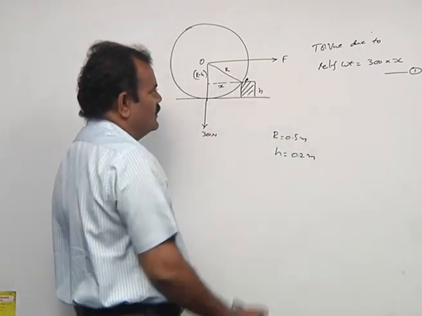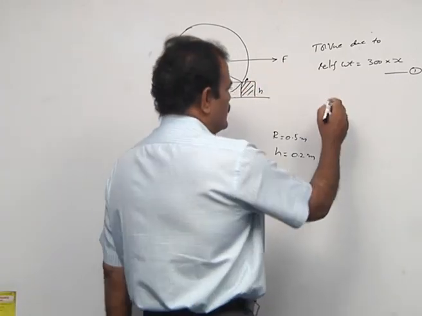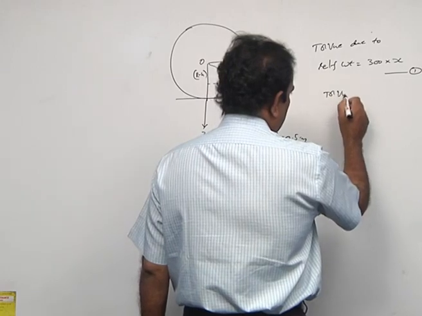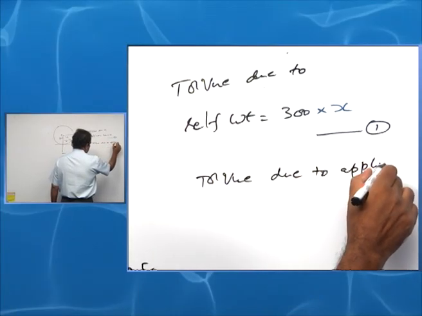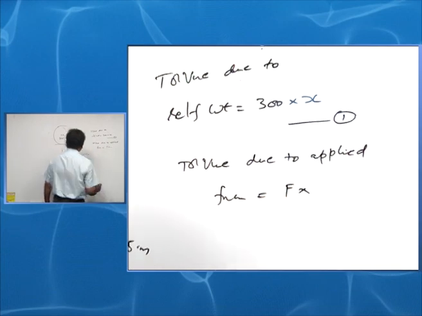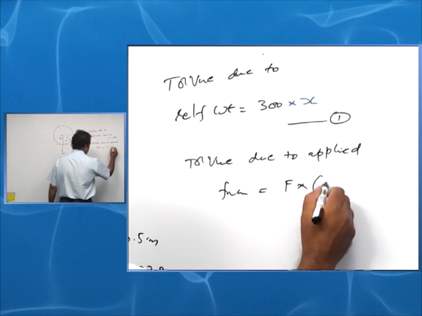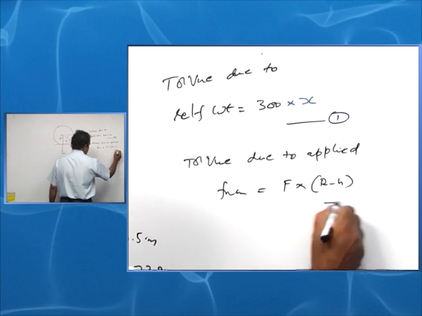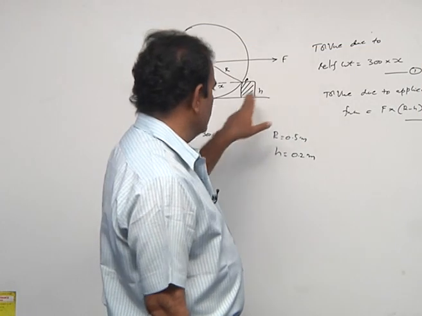And thereafter, torque due to the applied force. Applied force can be taken as a force into, here the perpendicular distance about the point of rotation is r minus h. So r minus h to be taken, this is the second equation. So these are the two torques simultaneously acting on this.